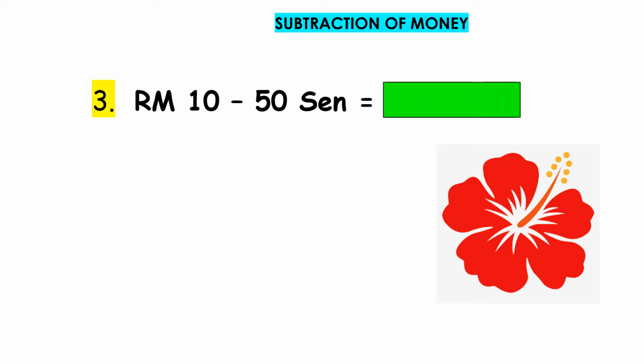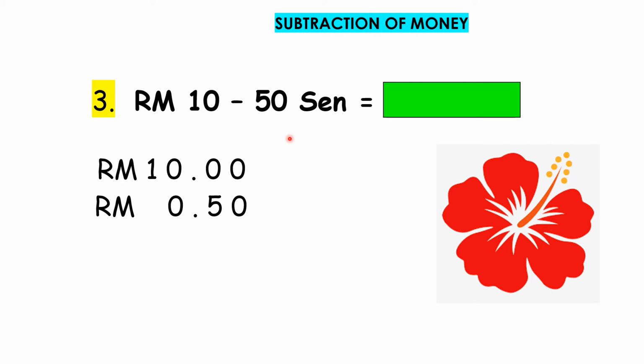We go to example number 3. 10 ringgit minus 50 cents. We have to convert it like this. RM10.00 minus 50 cents. Remember, if we want to convert 50 cents into the form of RM, we write it like this, RM0.50, because the digits after the dot symbol represent cents.